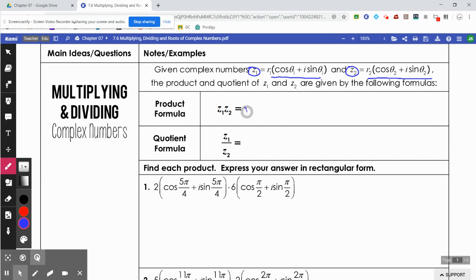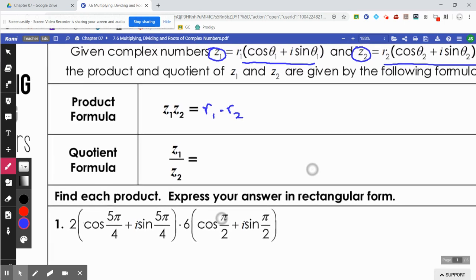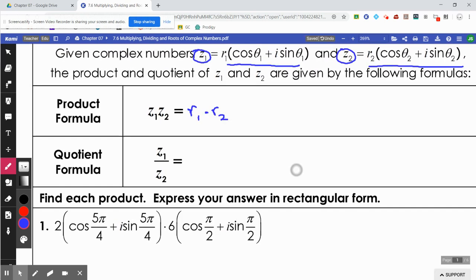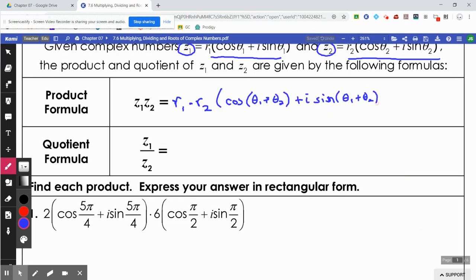You simply first do r1 times r2. Let me zoom in just a little bit. So you're going to multiply your modulus 1 times modulus 2, and then you're going to do the cosine of theta 1 plus theta 2 plus i sine theta 1 plus theta 2. So you're going to multiply the two moduli, I guess you could say, and then you're going to add your angles, and that's it, to multiply two complex numbers.